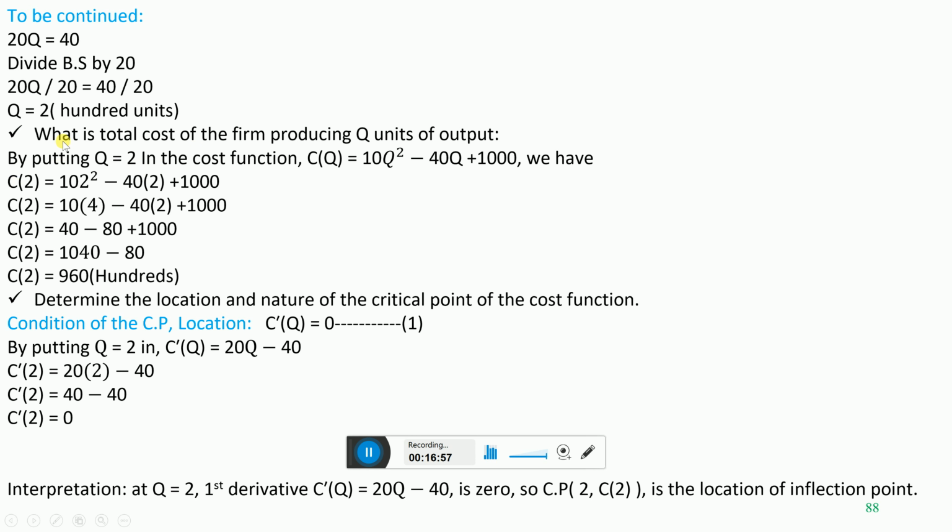Putting q = 2, C(2) = 10(2)² − 40(2) + 1000. C(2) = 10(4) − 80 + 1000, so C(2) = 40 − 80 + 1000, and C(2) = 1040 − 80, and C(2) = 960 hundreds.